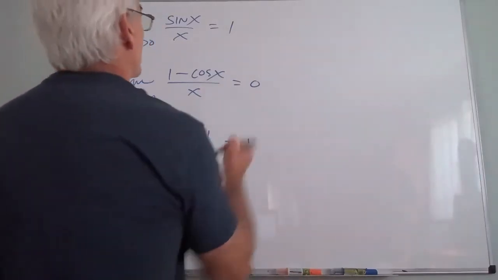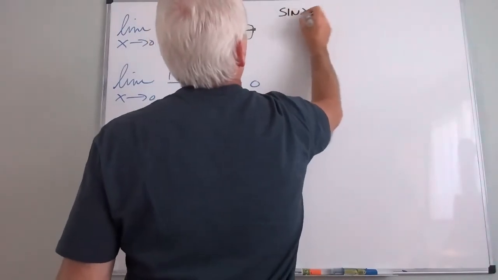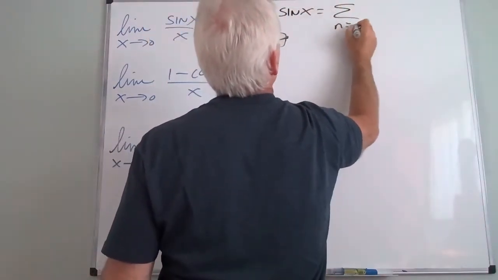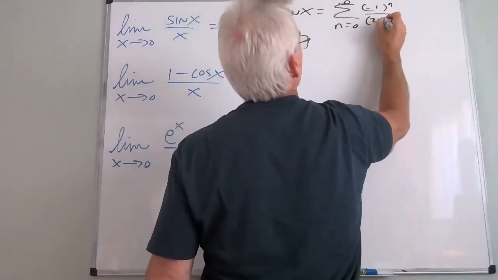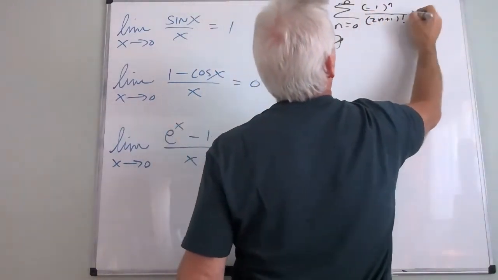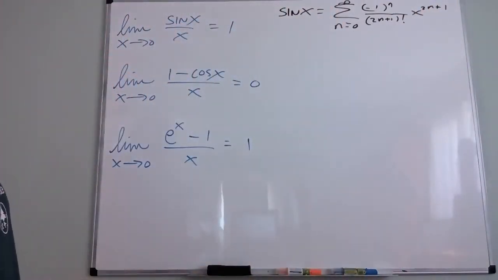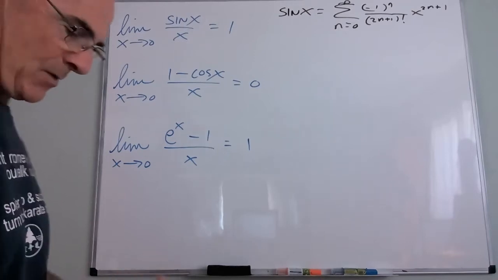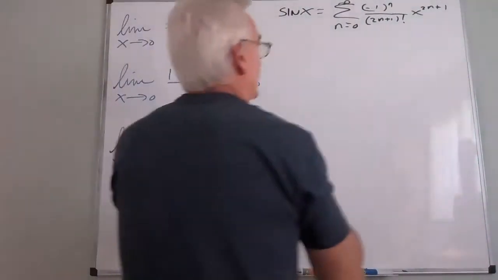So the Taylor series for sine x, I just said a moment ago, I'll write it again. The Taylor series for sine x is the following. It's negative 1 to the n over 2n plus 1 factorial, x to the 2n plus 1. So if I were to write out the first few terms of that, what would it look like? Because I kind of want an idea what I'm looking at, what I'm taking the limit of.